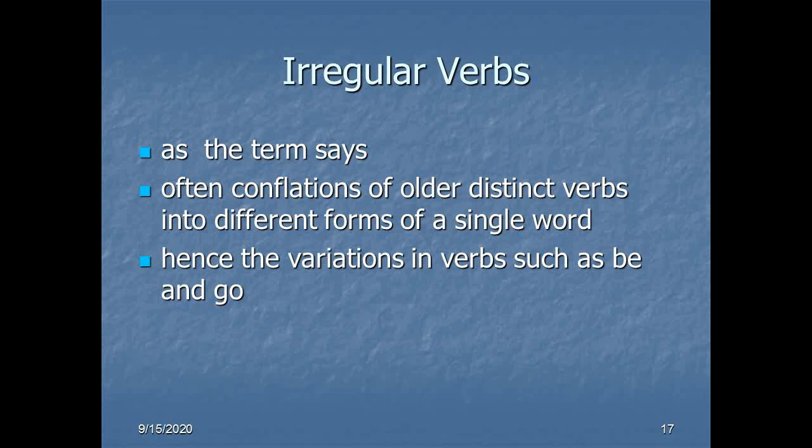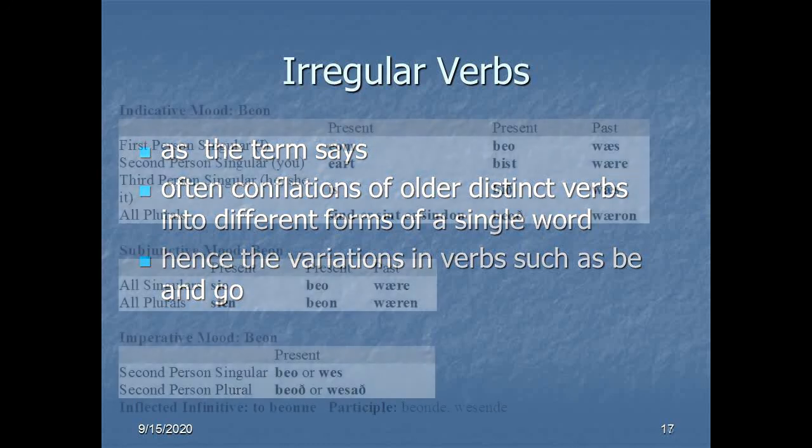The four irregular verbs in Old English are beon, to be, willan, to intend, don, to do, and gan, to go. We'll take a quick look at each of these, and then I will convert the lecture to an MP4 and get it up on the page as quickly as I can.